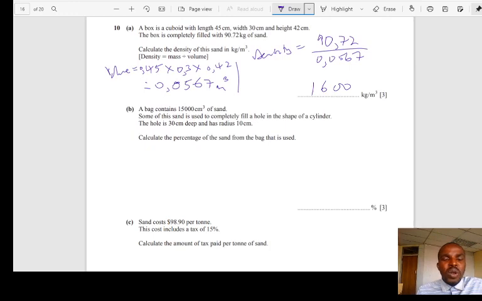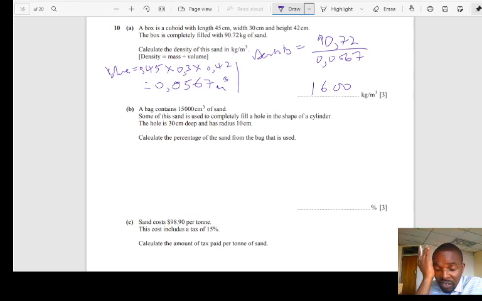Part B, a bag contains 15,000 cubic centimeters of sand. Some of this sand is used to completely fill a hole in the shape of a cylinder. The hole is 30 centimeters deep and has a radius of 10 centimeters. Then calculate the percentage of sand from the bag that is used. So a bag contains 15,000 cubic centimeters of sand, and the hole is 30 centimeters deep with a radius of 10 centimeters.